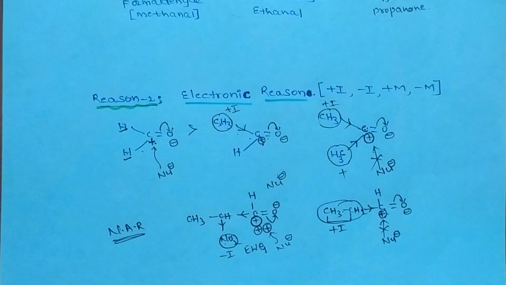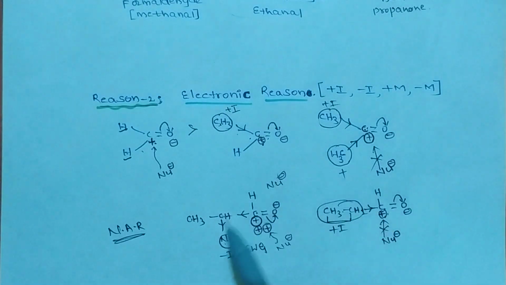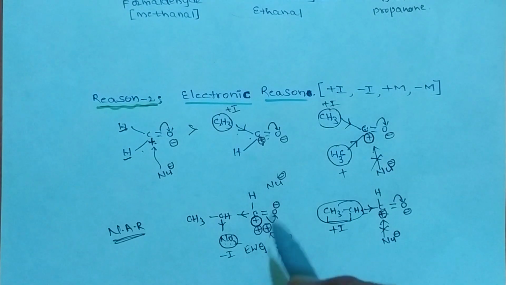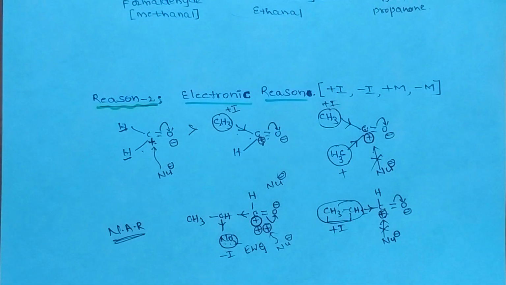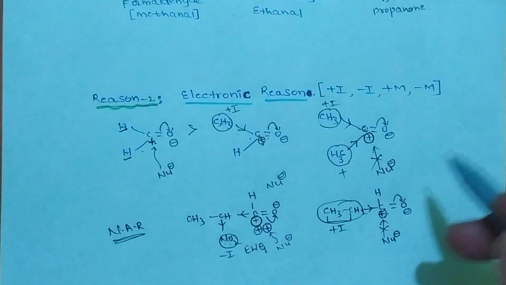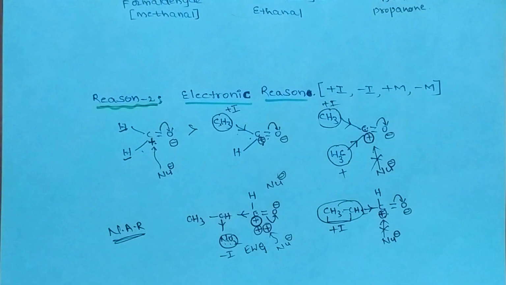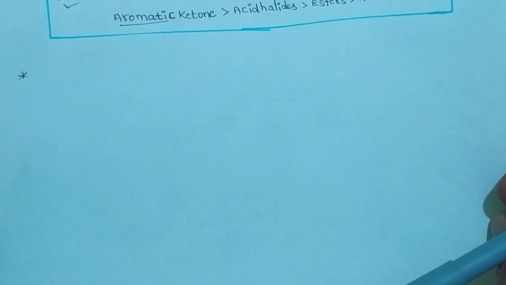Okay, now like this we are explaining. Plus I groups decrease the attacking of the nucleophile. Minus I groups and minus M groups increase the positive center over the carbonyl carbon if they are very close to the carbonyl group. Therefore the positive center on this carbonyl carbon increases and attacking of the nucleophile is easy. So by using these simple tricks, nucleophilic addition reactions are very easy to solve.